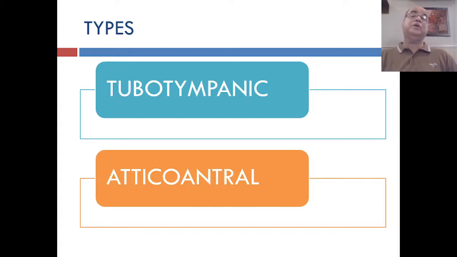When we say tubotympanic, tube indicates the eustachian tube, and tympanic means the tympanic cavity or middle ear cavity. So tubotympanic disease will usually involve the anteroinferior part of the middle ear cleft. While atticoantral: attic is the part which is medial to the pars flaccida of the tympanic membrane, and antral indicates the mastoid antrum and mastoid air cell system. So the atticoantral type of disease will involve the posterior part of the middle ear cleft.